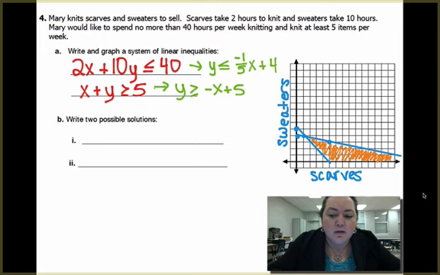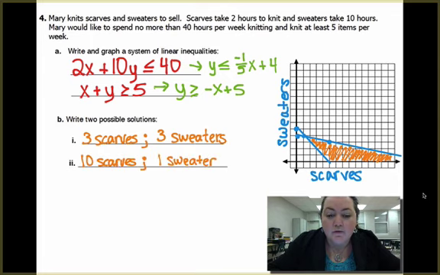So that section there is where I would have a solution. Now this one you might want to pick a test point, but it's usually wherever you have the bigger section of where they cross or where they are open, like in between. Alright, pick 2 points in the orange section there. So I could have 3 scarves and 3 sweaters, or I could have 10 scarves and 1 sweater.